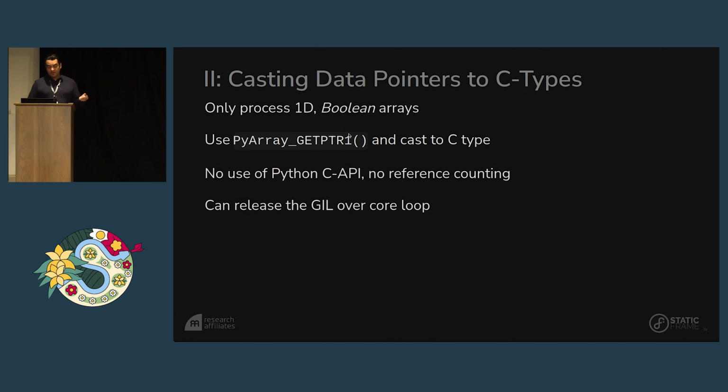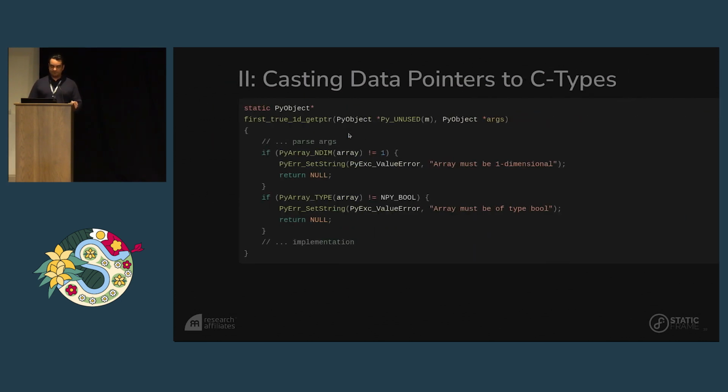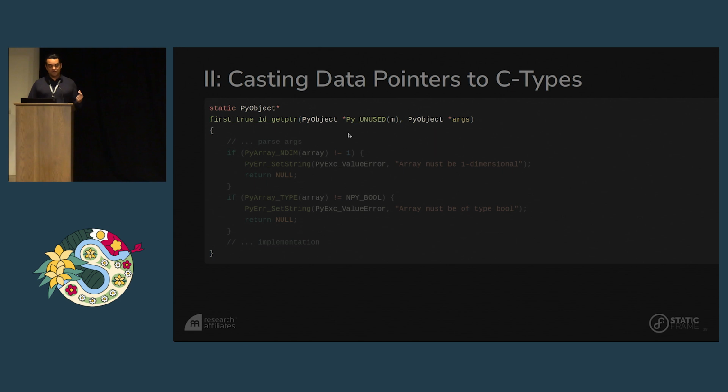And even better, if we can release the GIL over the core loop here, which I'm not going to show today, in some situations that can also help if you happen to have some multi-threading going on. All right, here's our function signature, pretty much the same as before. We're going to limit to one-dimensional arrays, and now we've added a new constraint. We're only going to handle Boolean arrays. If the caller doesn't give us a Boolean array, we're just going to raise an exception. Let them solve the problem. I don't want to solve it in my C code, and this is a great way to do that.